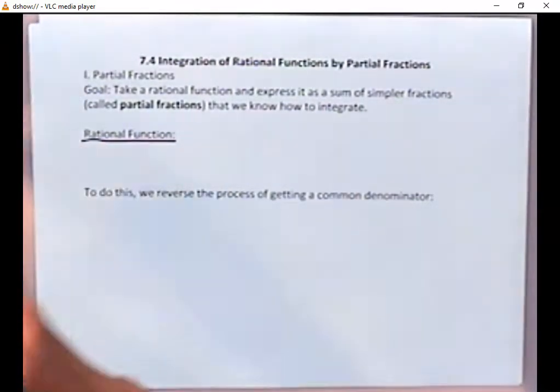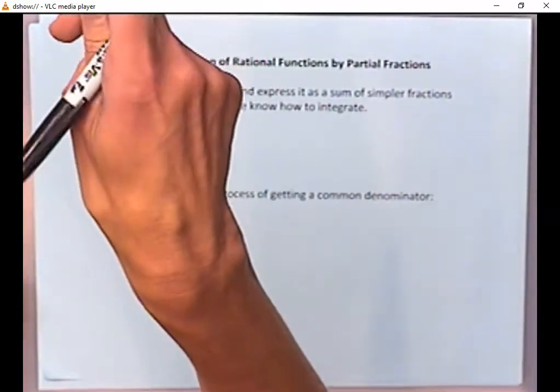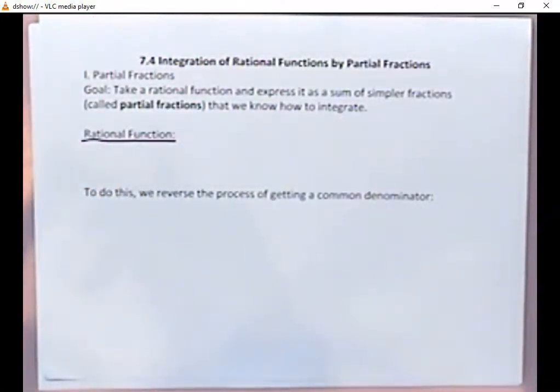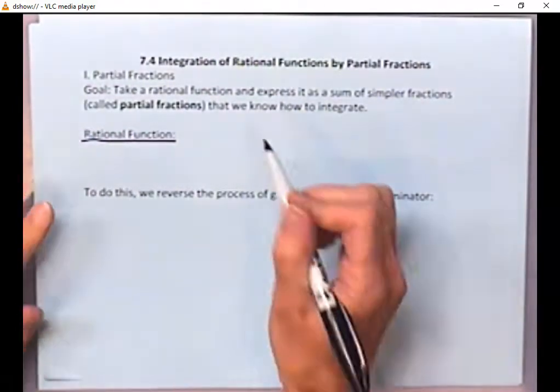Nathan? Yeah, that's like a rational number. That's true. A rational number is either a repeating or terminating decimal. Irrational numbers don't. They're numbers like pi and e. But a function, what makes it rational is actually just that it's in fraction form. So that's kind of what it is.